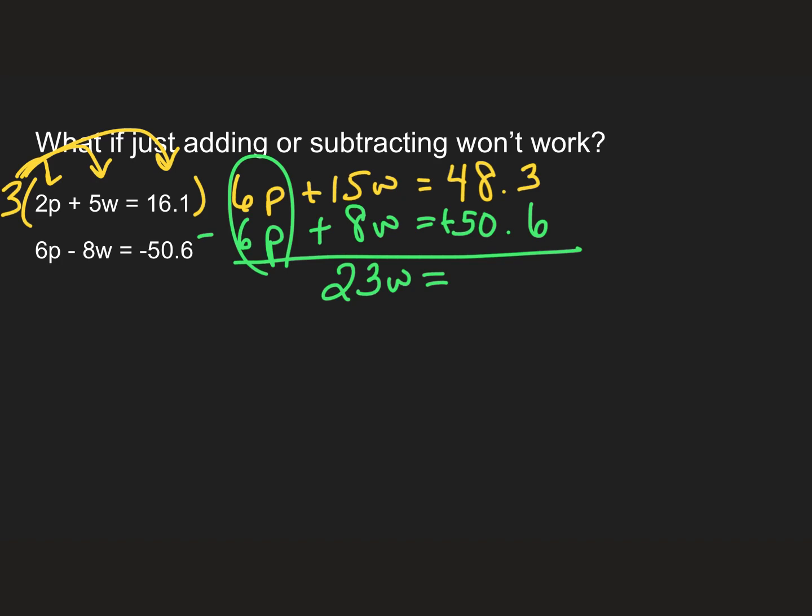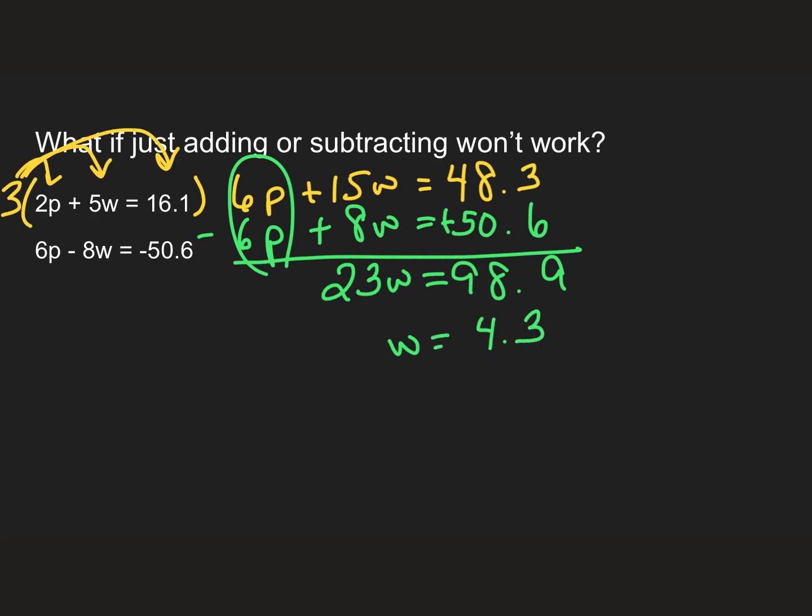23w equals 98.3. I divide both sides by 23. Okay, sorry, I just realized I made a quick mistake. That should be 98.9. Okay, so then I divide both sides by 23. I get w equals 4.3.